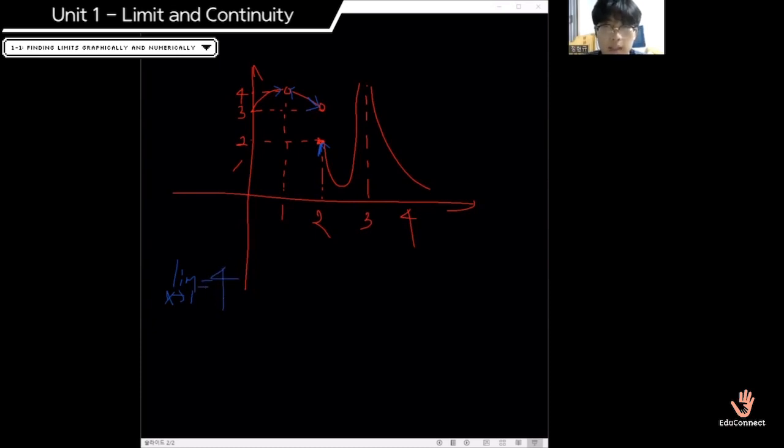Finally, the limit as x approaches 3 does not exist. The reason is that as x approaches 3, the value of the function is increasing without bound, meaning that it is not approaching a particular number. Therefore, the limit as x approaches 3 does not exist. In this lesson, we learned about finding limits numerically using tables and finding limits graphically. Thank you.